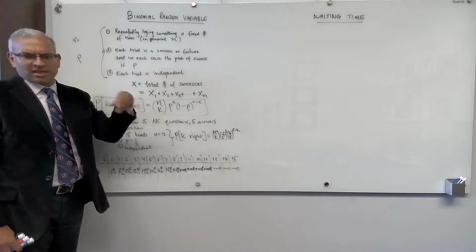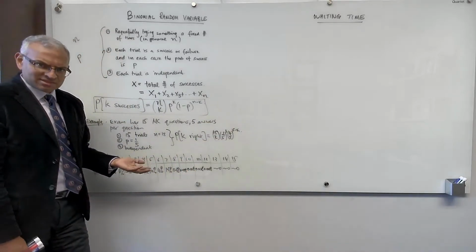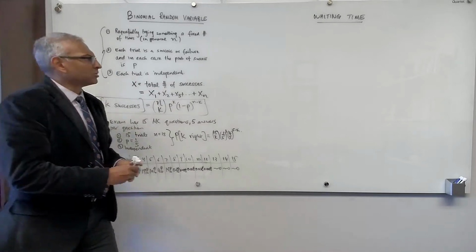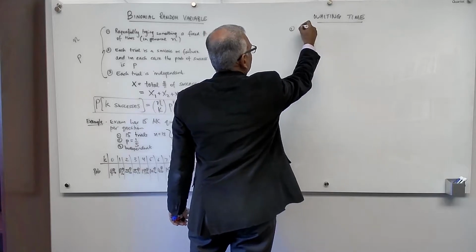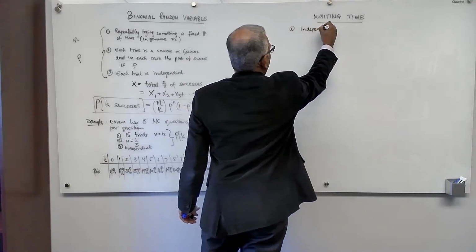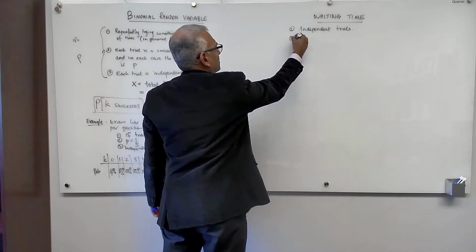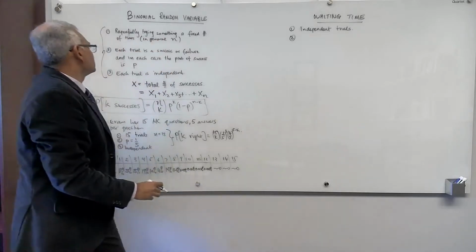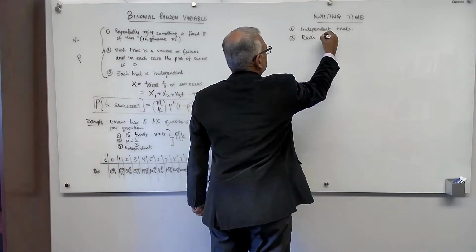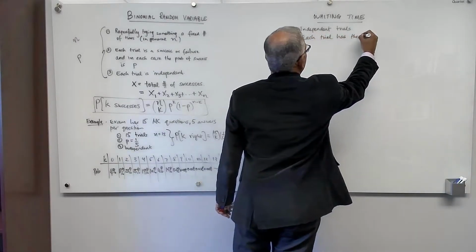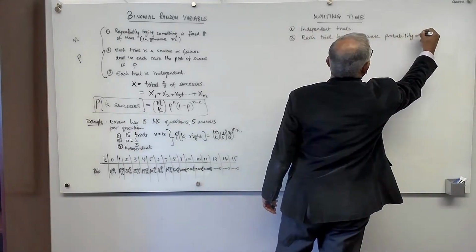So you're trying something, and each time you try, you may either succeed or fail, and each trial is independent. So the conditions of this experiment are: you repeatedly try independent trials, and each trial has the same probability of success.